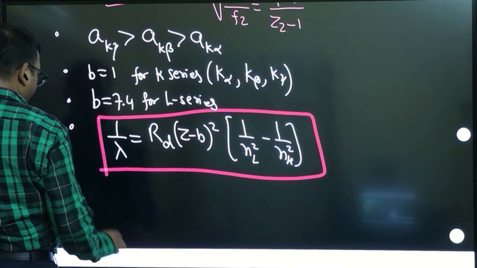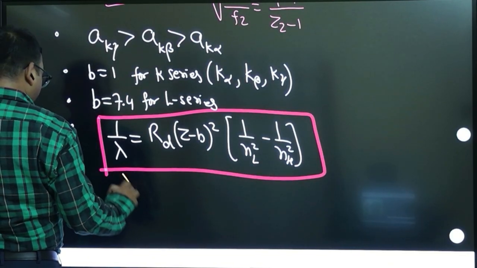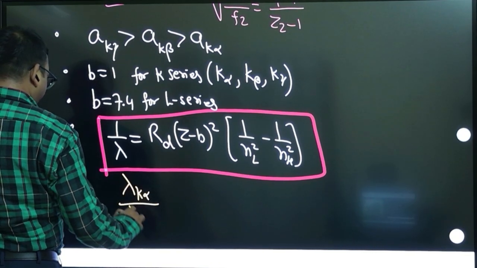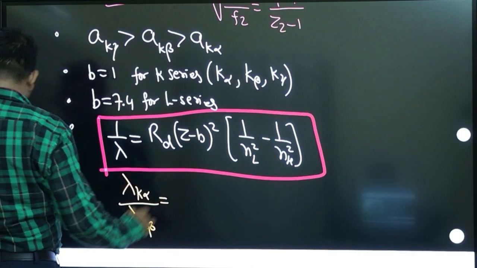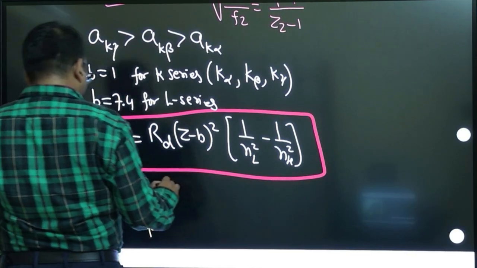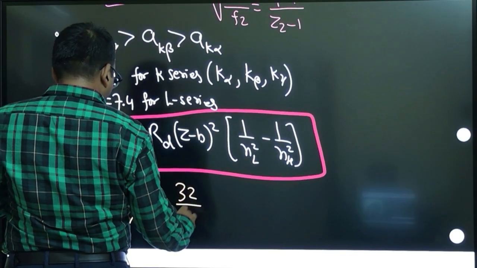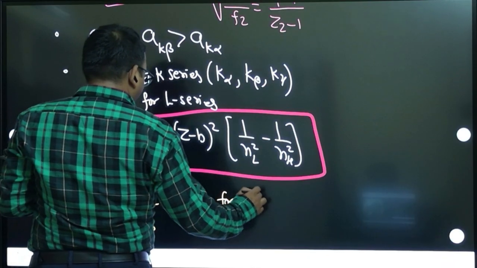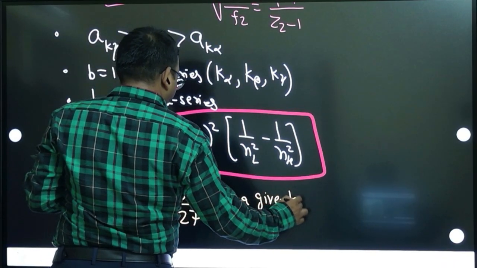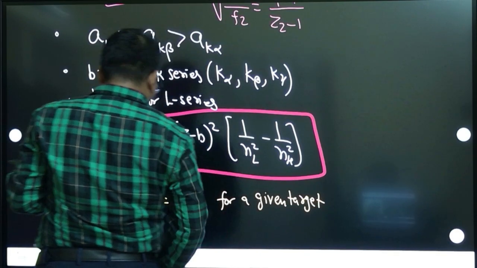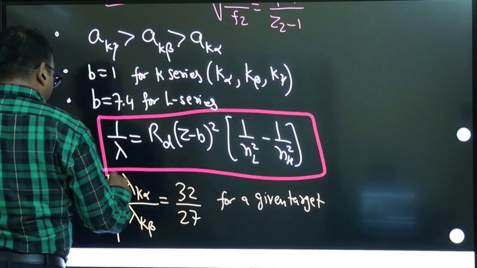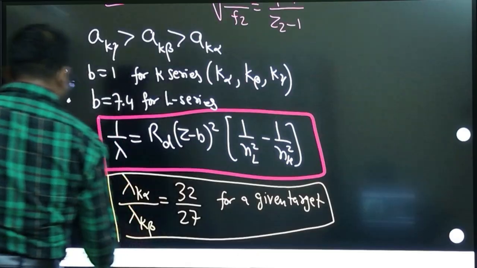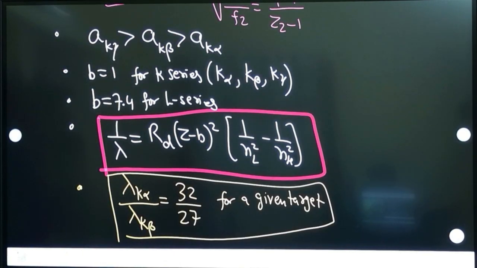And one last point to be noted is that this ratio lambda K alpha by lambda K beta is nearly 32 by 27 for a given target. That means it doesn't depend on target. This ratio is constant, 32 by 27. That's all. So we are done with this chapter now.